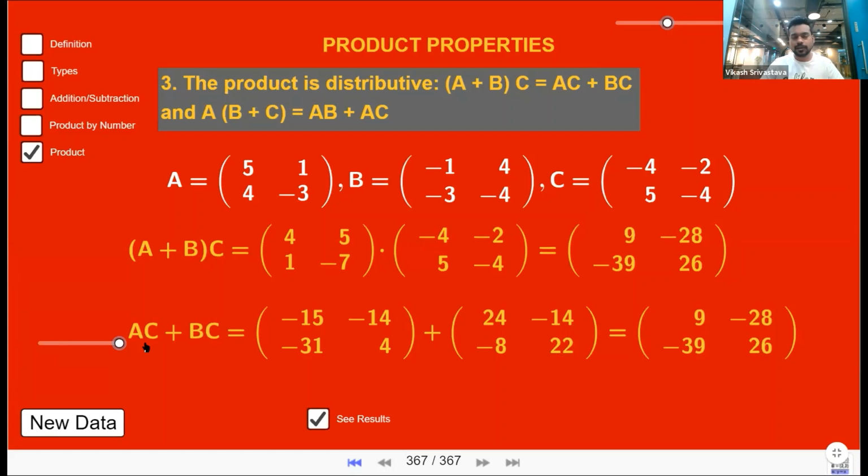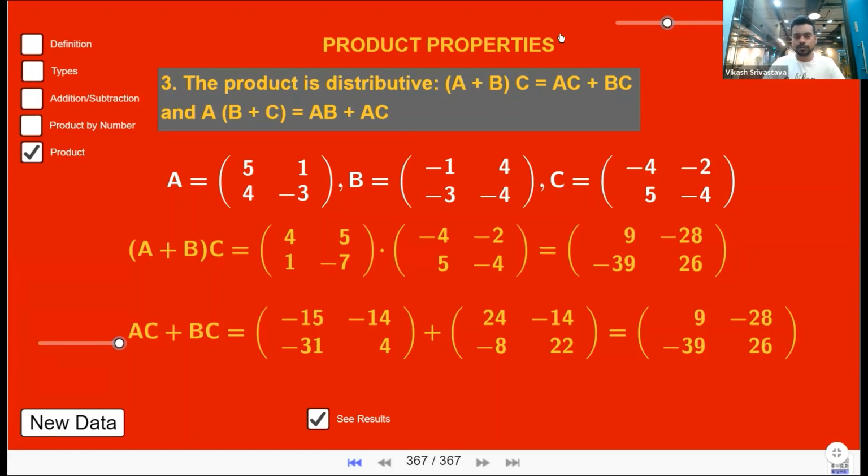Similarly, I can multiply AC together, so I'll get this matrix. I'll multiply BC together, so I'll get this matrix. If I add them together, I'll get this matrix. And as you can see, these two matrices are one and the same. Okay, so this is the property of distributivity.